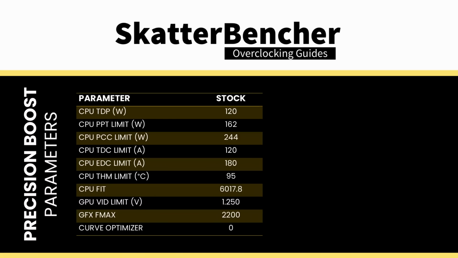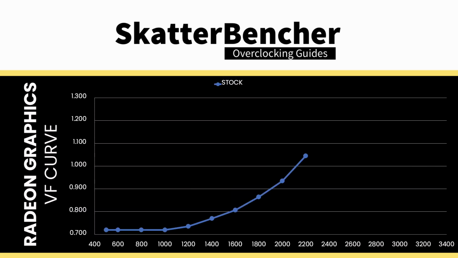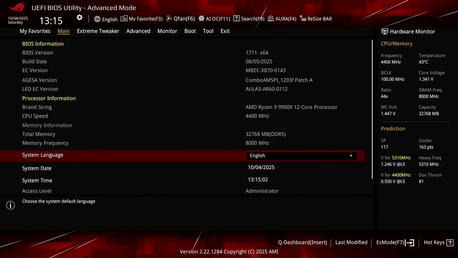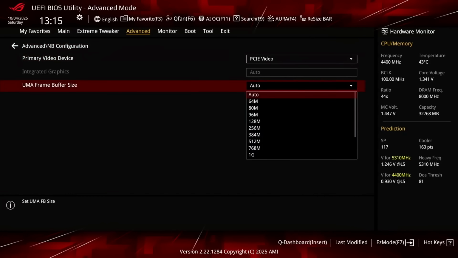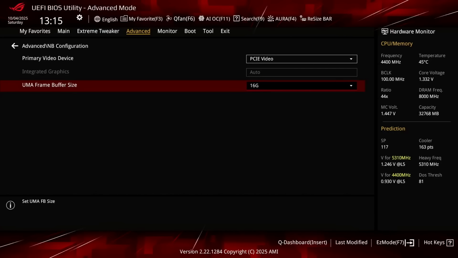The default Precision Boost 2 parameters for the Ryzen 9 9900X and its Radeon graphics are as follows. The Radeon graphics has its own VF curve, operating up to 2.2 GHz at 1.045 volt. Since this guide focuses on IGP performance, I set the UMA frame buffer size to 16 GB, which is half of the total available system memory.